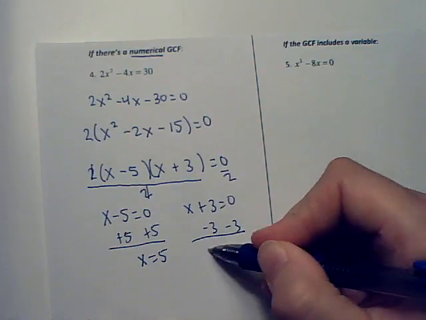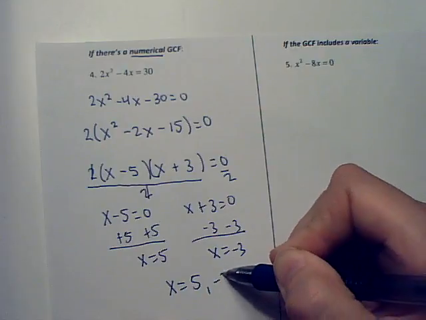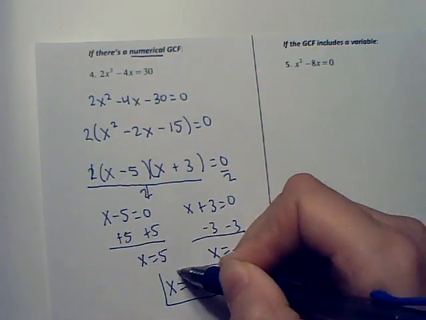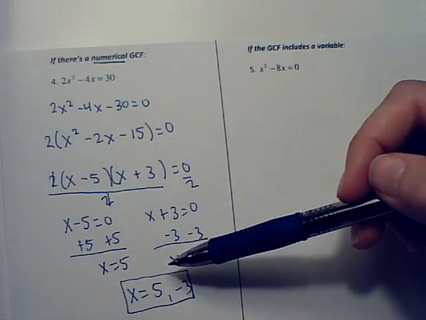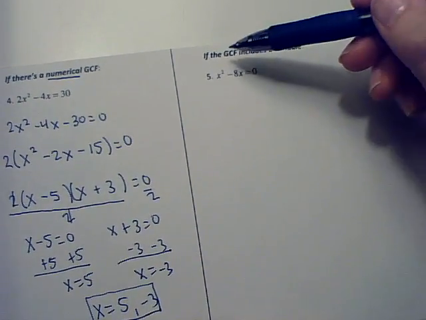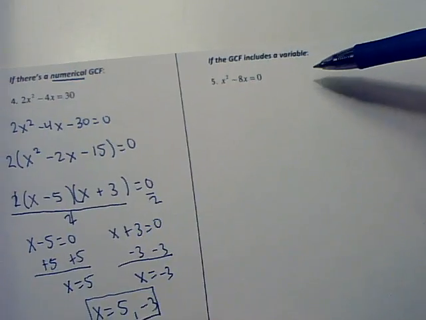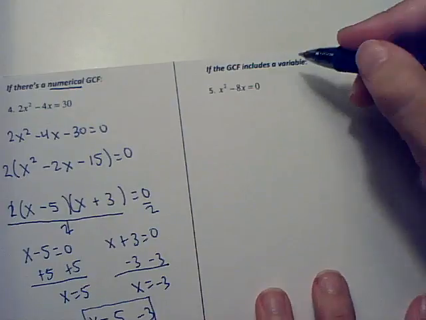over here we'll get x is equal to negative 3. So again, the 2 doesn't matter for the zeros here. It just matters in the factoring portion of it. Okay? And then final example is if we have a GCF and there's a variable. Okay, so a little bit different. Over here again, it was just the number. Here we have a variable.